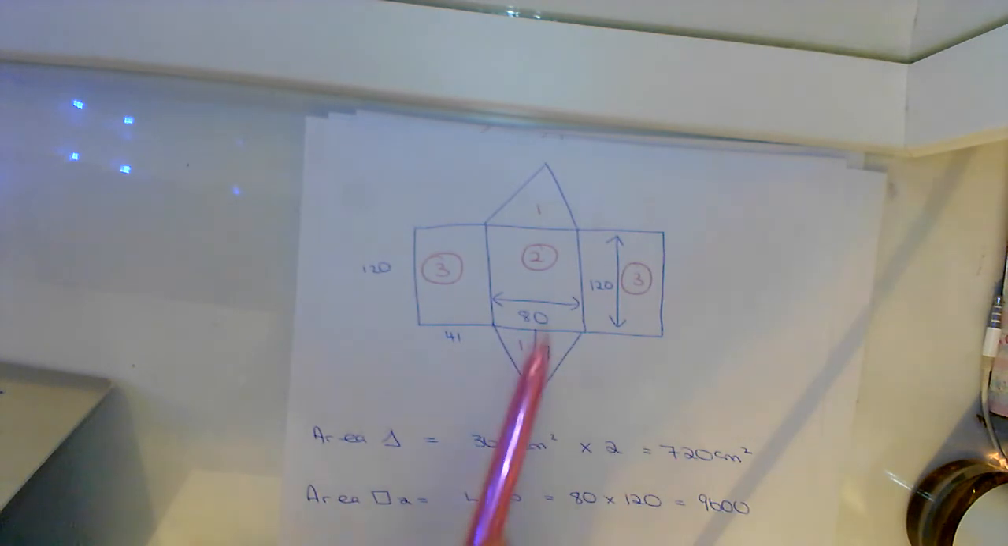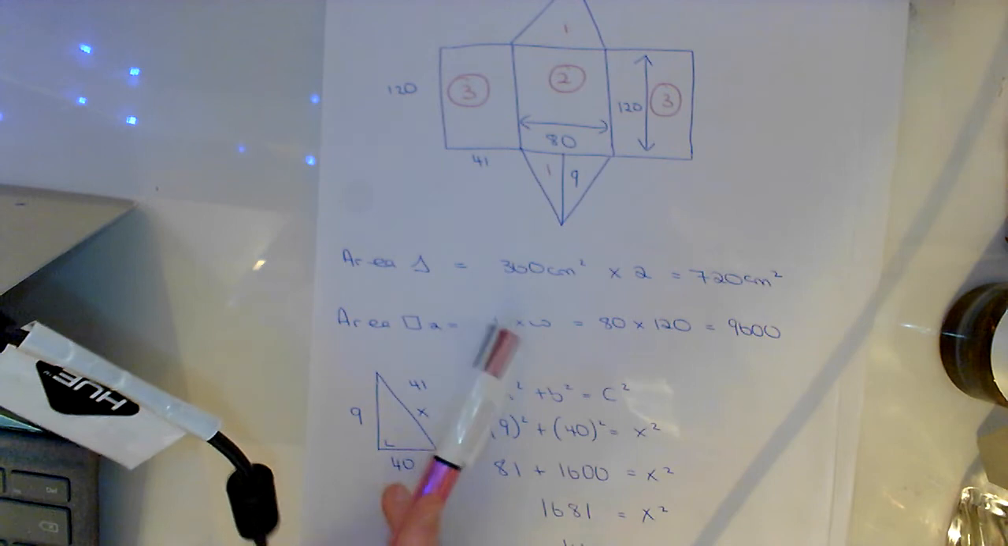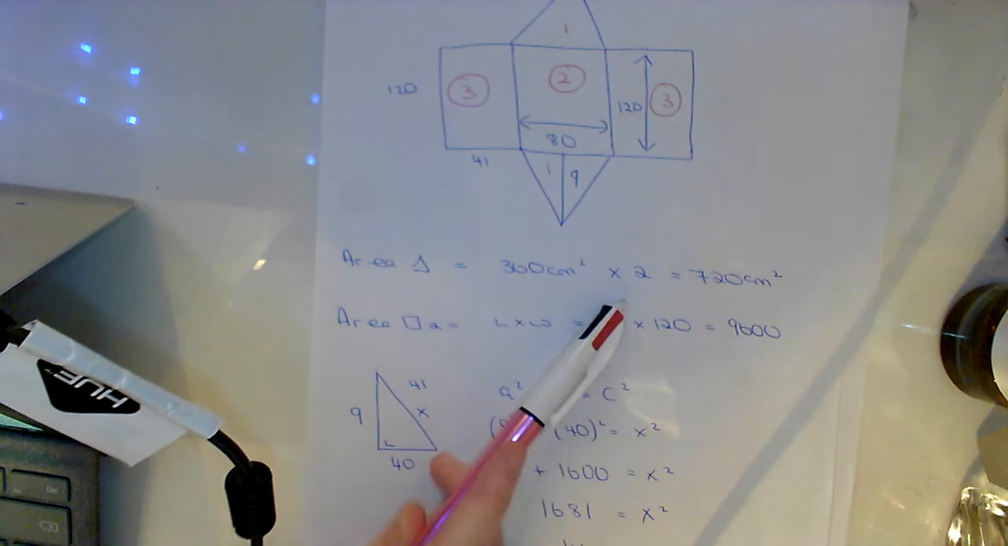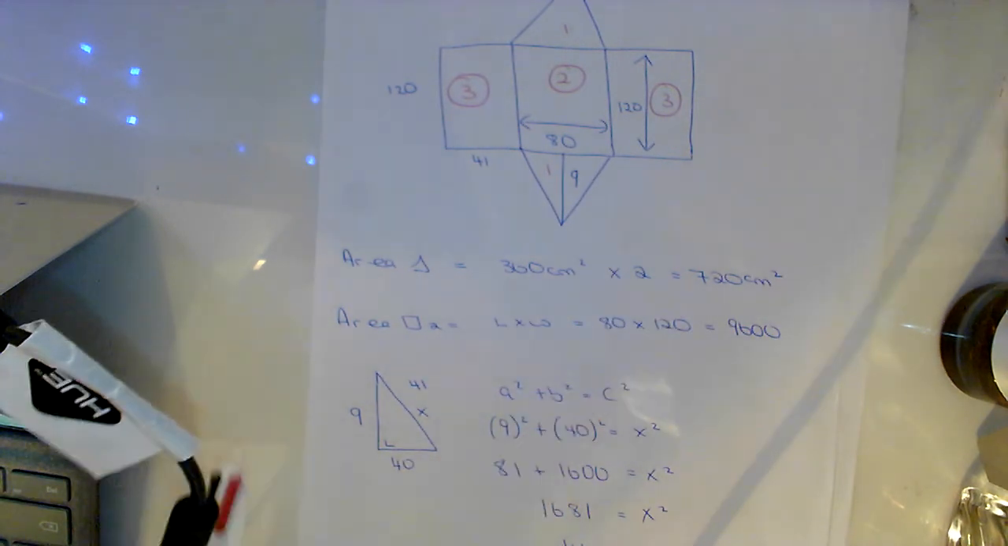So I have the area of my triangle first. So area of triangle is half the base by the perpendicular height. So I already figured out that my triangle earlier was 360 times by 2 because I have 2 triangles, and I get 720 centimeters squared. Then I get the area of my shape 2, my rectangle, it's length by width, and I get 80 by 120, and I get 9,600.